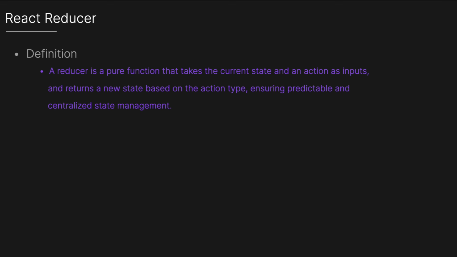So a reducer is a pure function that takes the current state and an action as inputs, and it returns a new state based on the action type, ensuring predictable and centralized state management. And so the purpose of this reducer will be to manage chat message state with support for real-time streaming responses. So instead of adding complete messages all at once, it can progressively build AI responses chunk by chunk as they arrive from our WebSocket connection from our streaming OpenAI response.